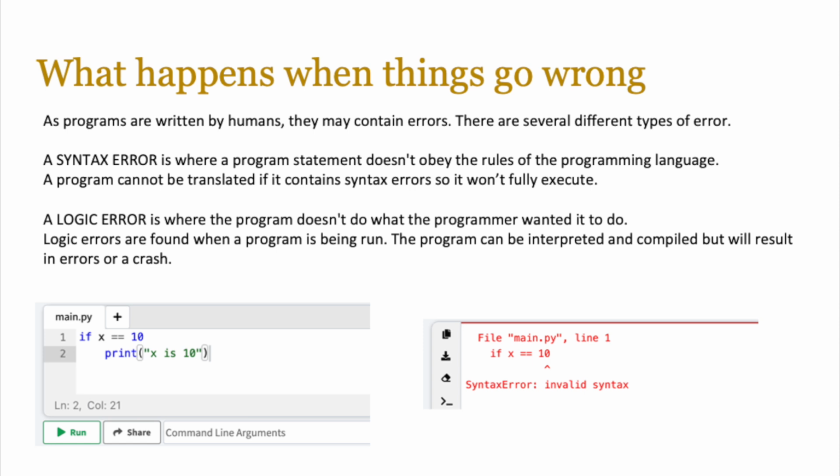The second type of error is a logic error. This is where a program doesn't do what the programmer wanted it to do. So the language and the syntax might be correct, but there's a mistake in the logic of the program. The program can be interpreted and compiled, but will result in errors or a crash if there is a flaw. For example, division by zero, or you're trying to get two inputs, but you only coded the first input and the second input isn't asked.